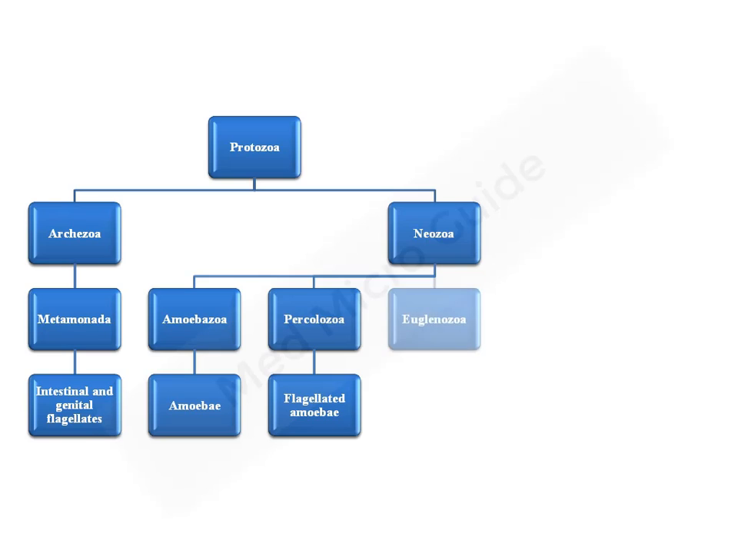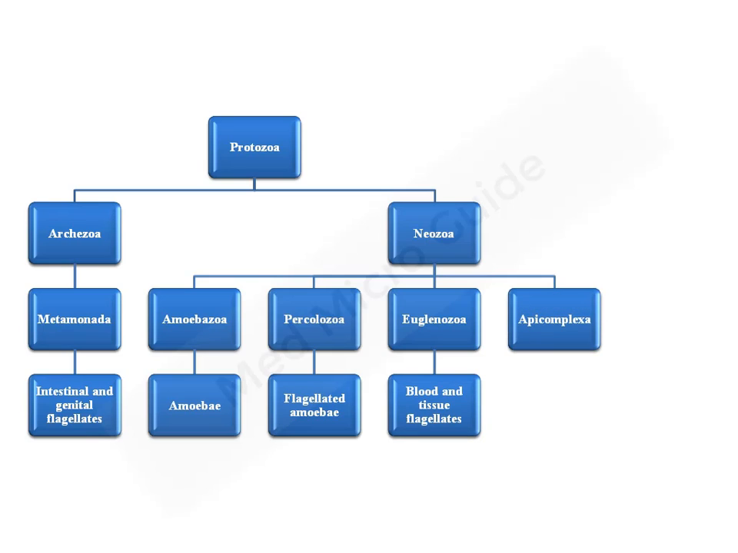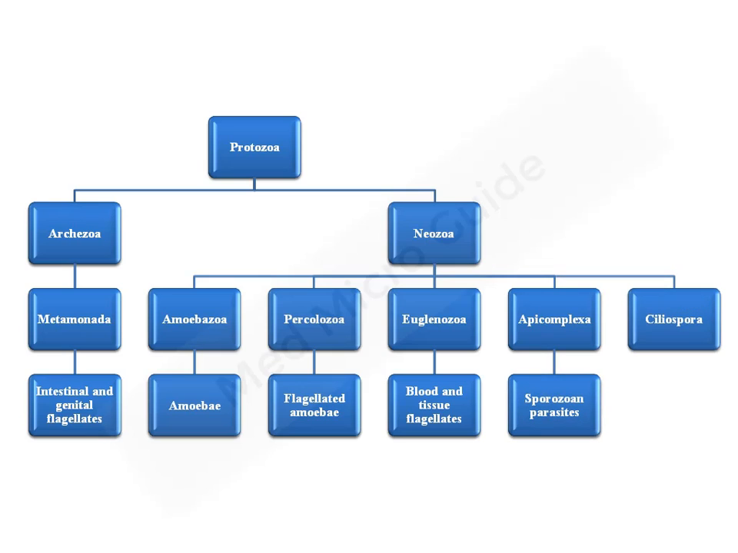Phylum Euglenozoa has class Kinetoplastida, order Trypanosomatida, which are the blood and tissue flagellates. The phylum Apicomplexa has the sporozoan parasites. Phylum Ciliophora has the ciliates. That finishes the class on general characteristics of protozoan parasites and their classification.